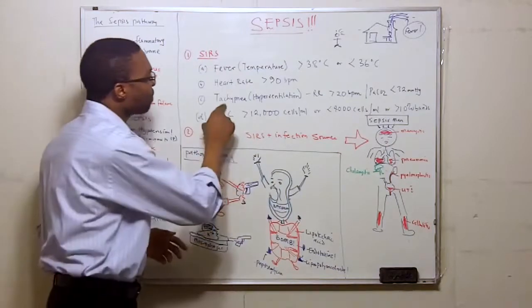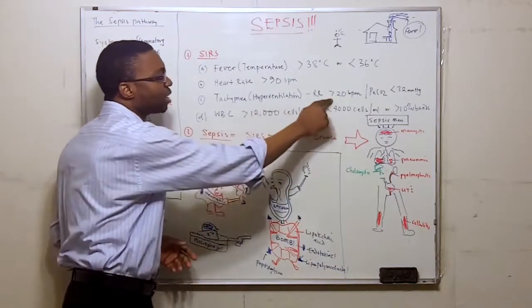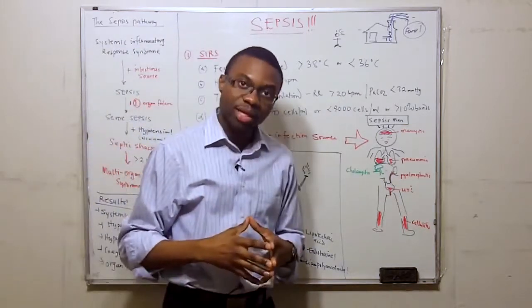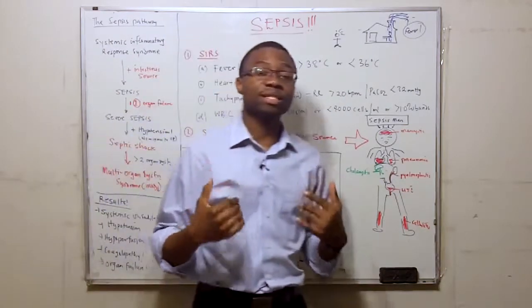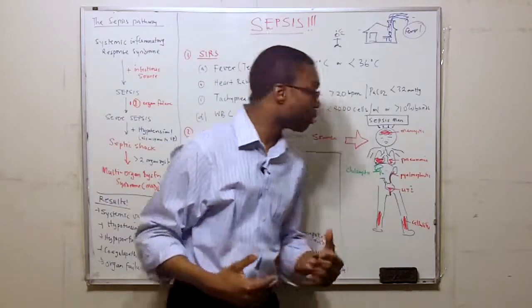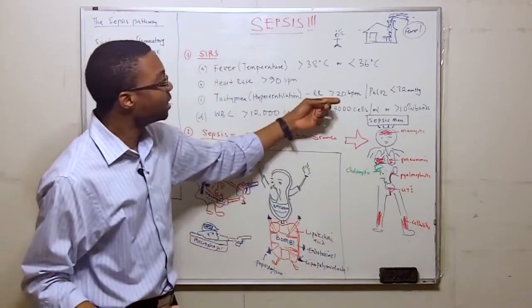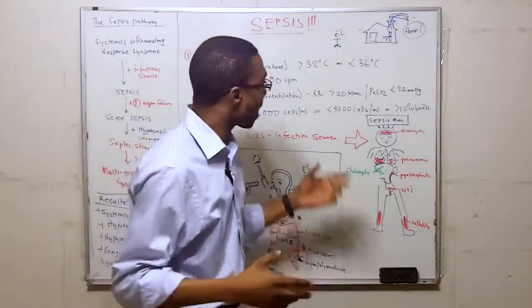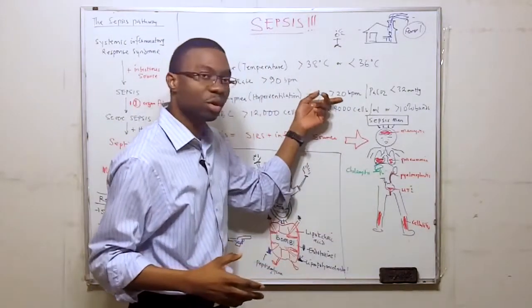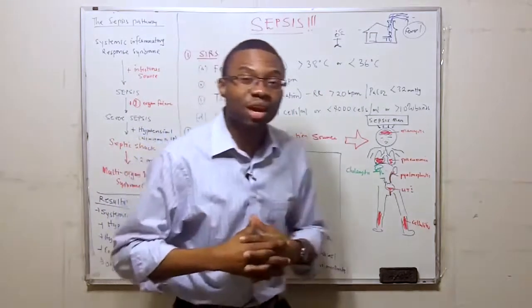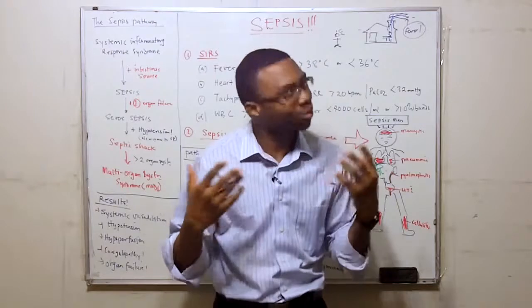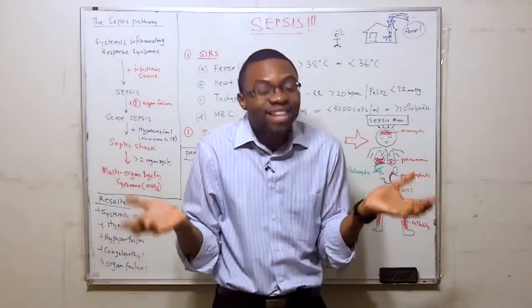Tachypnea. Why is the patient tachypneic and their respiratory rate is greater than 20 breaths per minute? So check this out. If the patient is developing systemic inflammatory response syndrome and they start to develop hypotension, slowly what happens is they develop metabolic acidosis. Metabolic acidosis compensation requires you to do what? Blow out the CO2 through your lungs. Look at that.